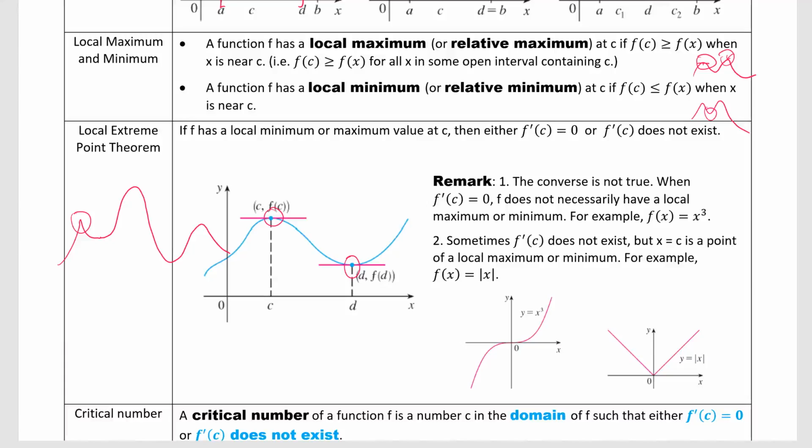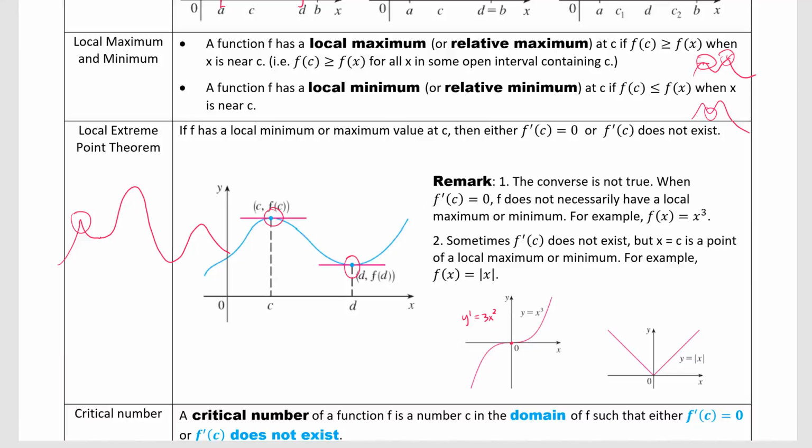For example, the cubic curve. You can see here at this point, the derivative 3x squared is 0 at x equal to 0. Okay, however, this is neither a local maximum nor a local minimum.